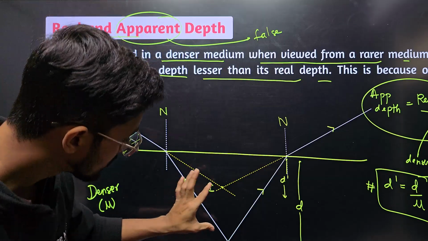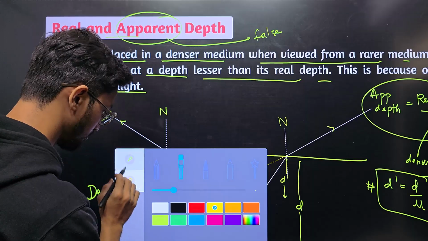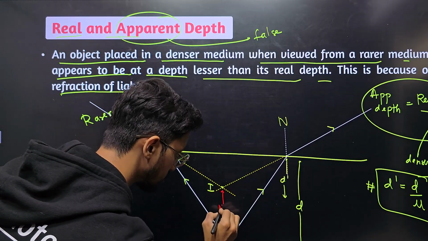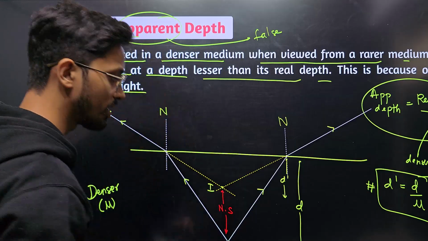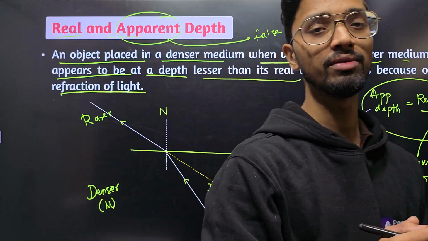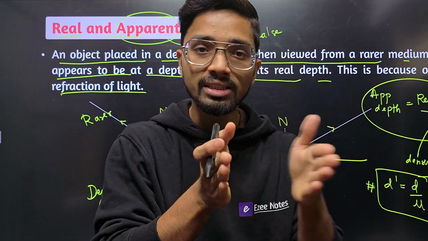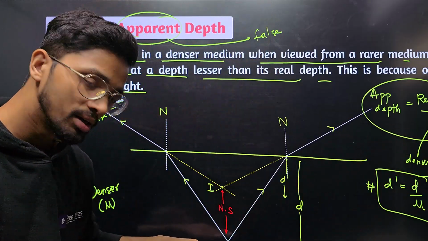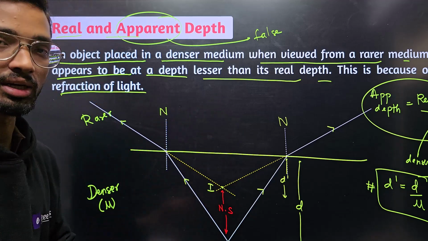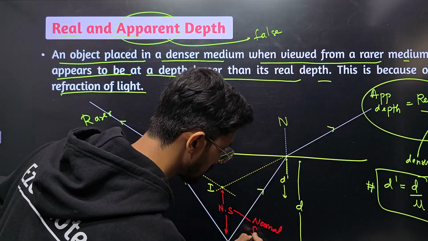Now what is this thing? This thing is the shift between apparent and real depth. This is known as normal shift. Why is it known as normal shift? In the previous lecture we studied lateral shift, because it was displacing sidewise, but here it's displacing normally, that is, perpendicular to the surface. So we are calling it normal shift.